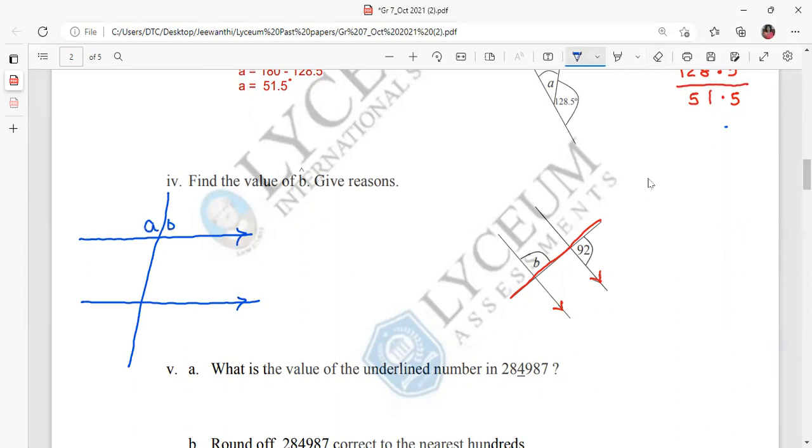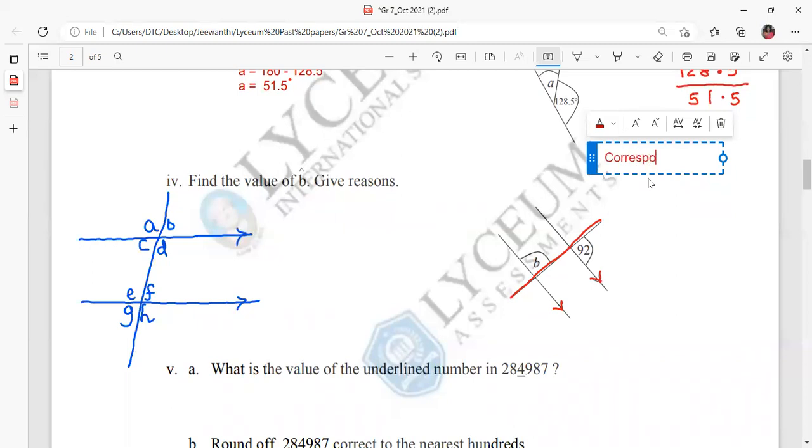A, B, C, D, E, F, G, H, right? Now what we can do, we can write the equal angles. What are the equal angles? First we'll write corresponding angles. What are the corresponding angles here? Can you see? With the first one, C equal to G.